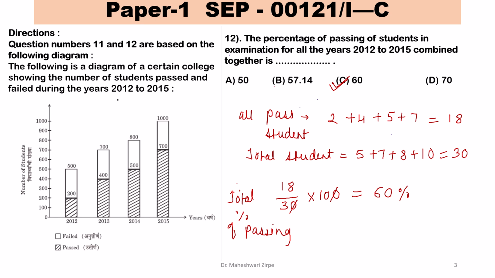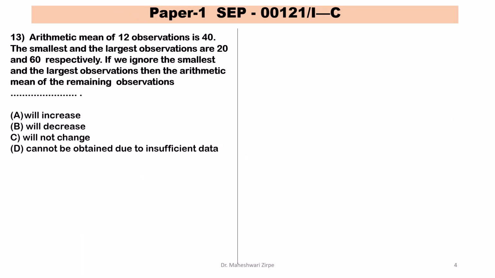Now let's go to the next question, that is question number 13. In question number 13, the arithmetic mean of 12 observations is 40. So there are 12 observations. It may be 1, 2, 3, 4, 5, 6, up to like that. They have given that the arithmetic mean, that is the addition of all the observations divided by 12, is 40. Correct? Arithmetic mean, that is mean. They have calculated the mean of 12 observations, which is 40.